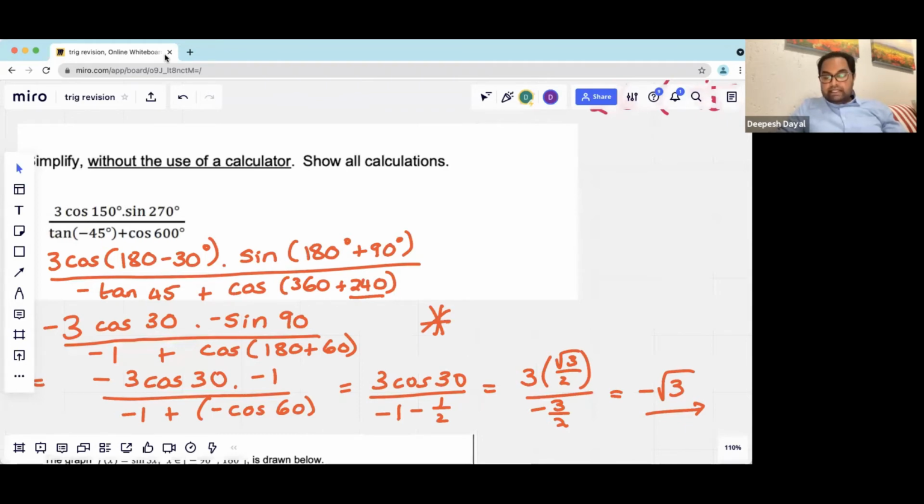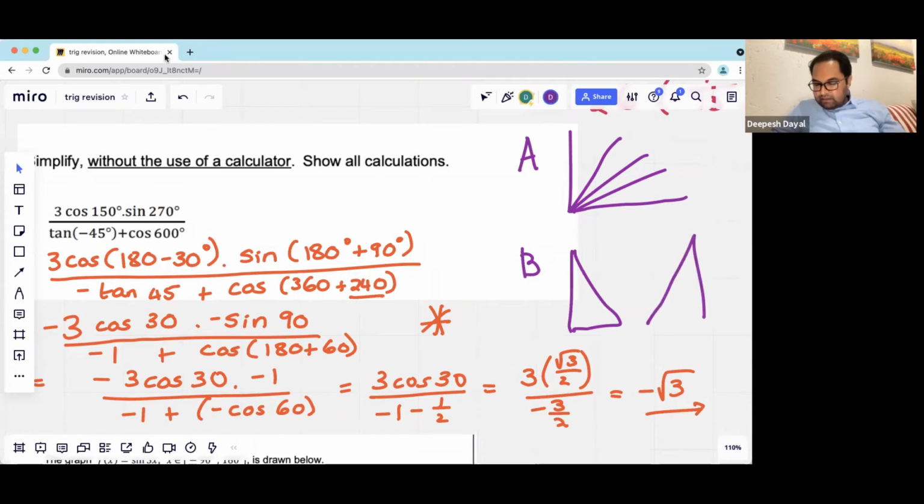I'm just curious about the special angles, and I want to know from you, there are 2 types of ways in which people learn special angles. The first type is A, where it's a diagram like this with the special angles 0, 30, 45, 60, 90, or people learn the 2 triangles. Which one do you use? Do you use A or do you use B to learn your special angles, the 0, 30, 45, 60, 90? Please type in the chat and let me know, do you use A or B?